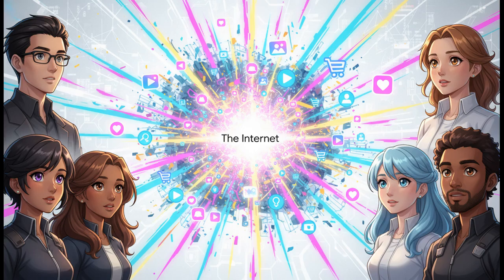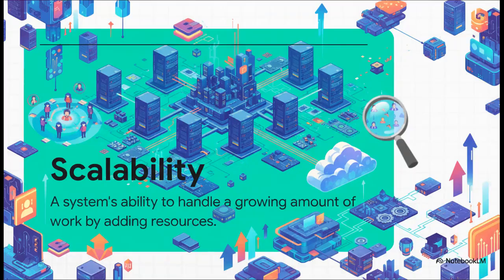See, the internet just blew everything up. All of a sudden, you had this insane explosion of data: social media feeds, user profiles, what's in your shopping cart. It was all over the place, totally unpredictable, and there was just so much of it. The old systems just weren't designed to handle this beautiful chaos. So this new world needed a new superpower, and that superpower is called scalability.